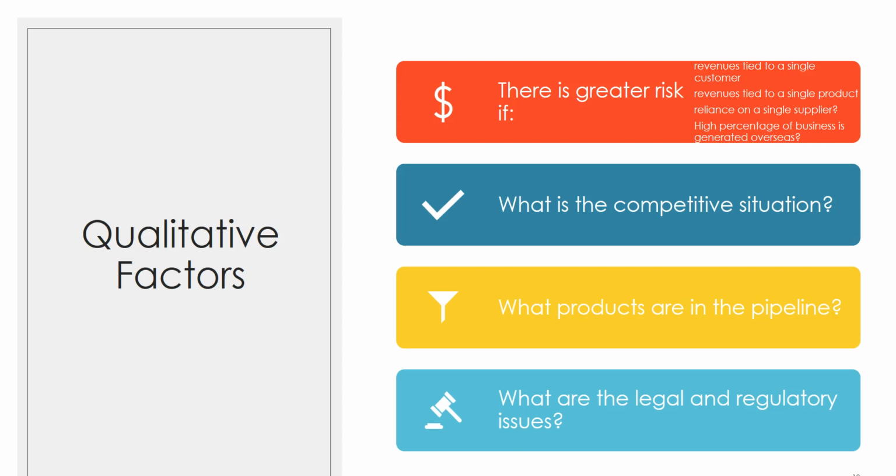There are qualitative factors to consider as well. So this is not just a quantitative approach. We need to analyze the company as a whole and assess the risks involved. So we know that there would be greater risk if most or all of your revenue is tied to a single customer. What happens if that customer chooses a different supplier? What happens if that customer goes out of business? What if all of your revenue is tied to a single product? There's no diversification. What if another company comes in and starts making that product at a cheaper price?